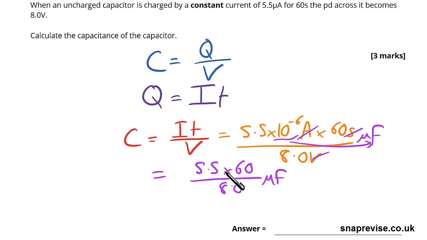Well, we just need to go through and do this calculation now. So we do that, 5.5 times 60 divided by 8.0, it's going to be 41.25 microfarads. We should only leave our answer to two significant figures because that's the level of precision all the inputs we're putting into this equation have been given to. So that means we should leave this answer as 41 microfarads to two significant figures. And with that, we've calculated the capacitance.